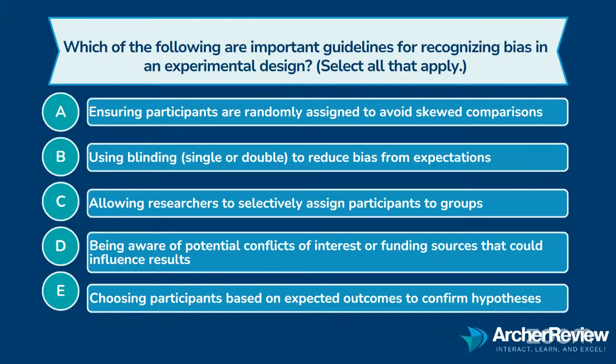C, allowing researchers to selectively assign participants to groups. D, being aware of potential conflicts of interests or funding sources that could influence results. Or E, choosing participants based on expected outcomes to confirm hypotheses.